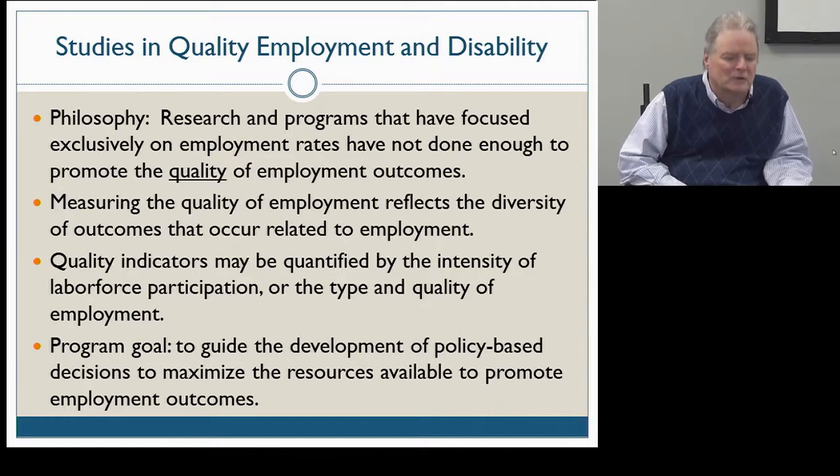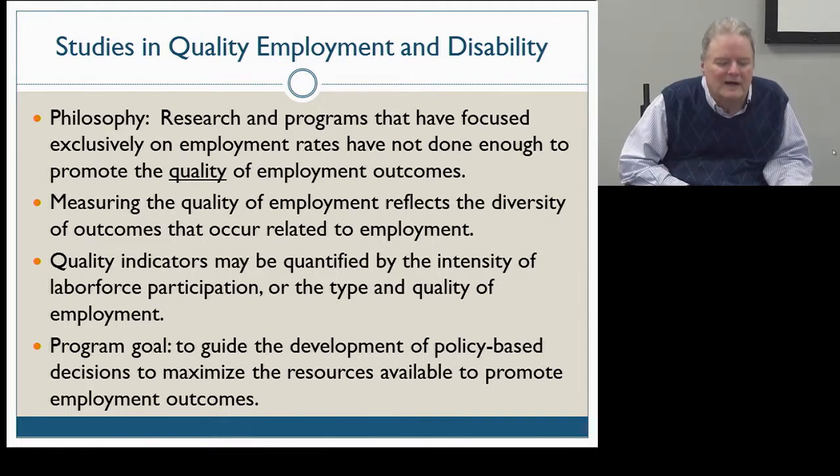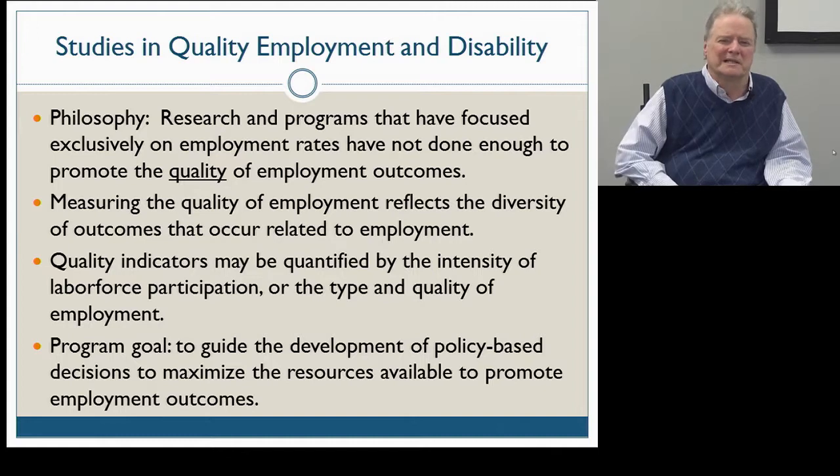So measuring the quality of employment reflects the diversity of outcomes that occur related to employment. And quality indicators can be quantified by the intensity of labor force participation, how many hours people work, how many jobs they've had, the age at which they retire, or the type and quality of employment. So what level of position is it, and how does that meet with what the individual's hopes and goals are?